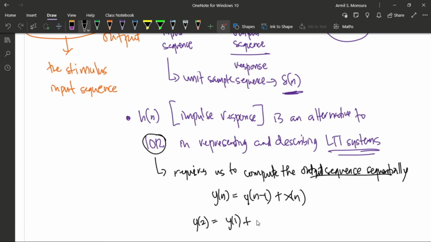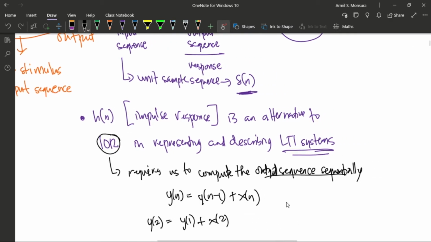Pero something like y of n equals x of n plus x of n minus 1 plus 1 half x of n minus 2, for example. Okay? May or may not require you to compute. I mean, kung gagawin niyo to sa papel, hindi niyo naman kailangan talagang gawin to sequentially. Okay? It is possible that you can actually jump as long as you already know yung input sequence niyo.